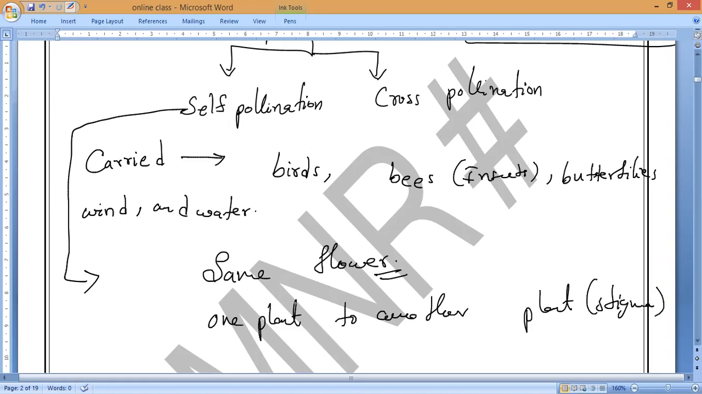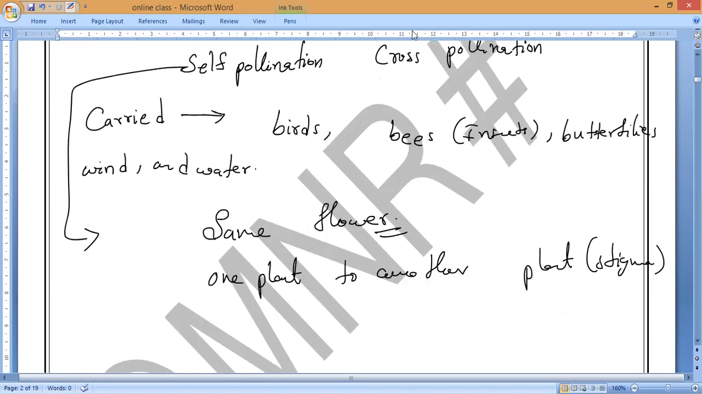In self-pollination, basically due to the wind, or when the anther touches the stigma in normal cases also, self-pollination takes place. For example, I will show you the tulip. Yes, one minute. You can see how the tulip is surrounded by male reproductive organs, that is the anthers.